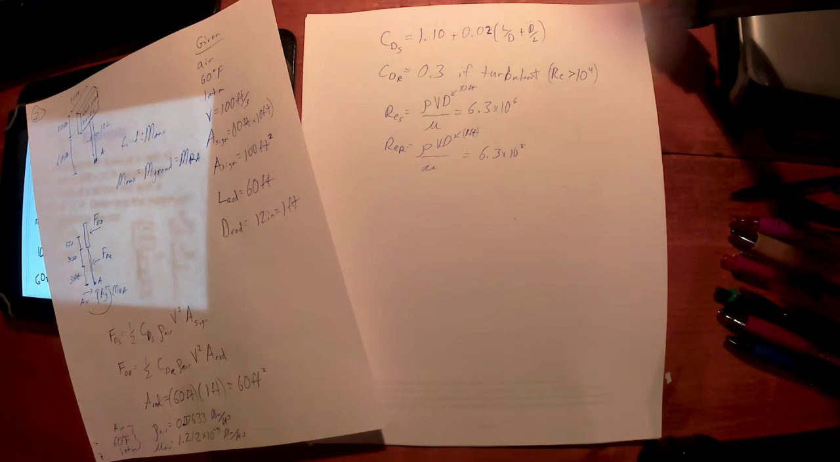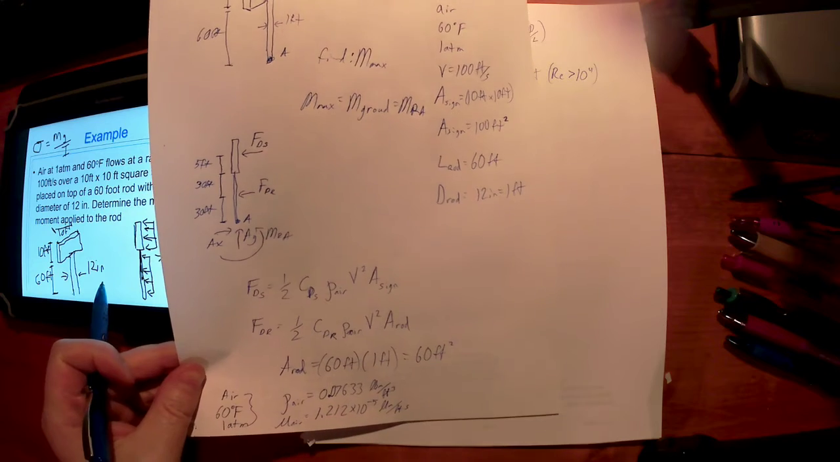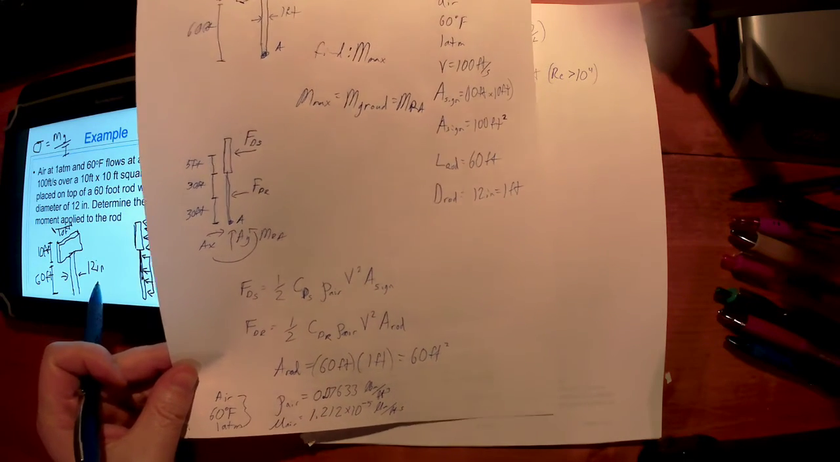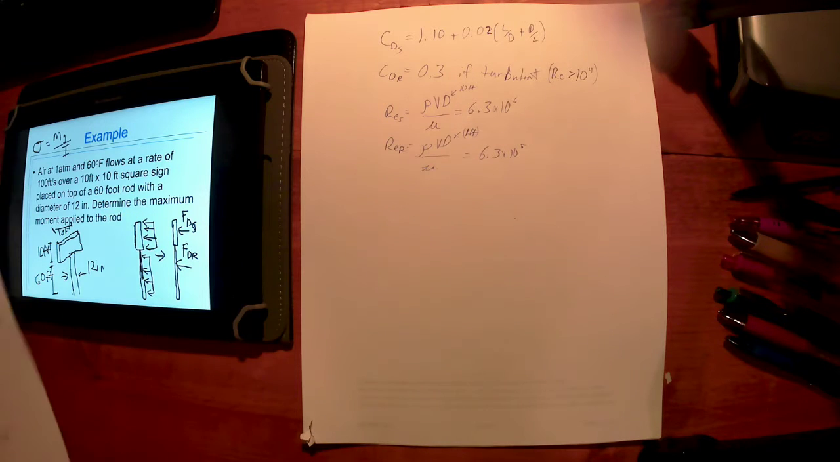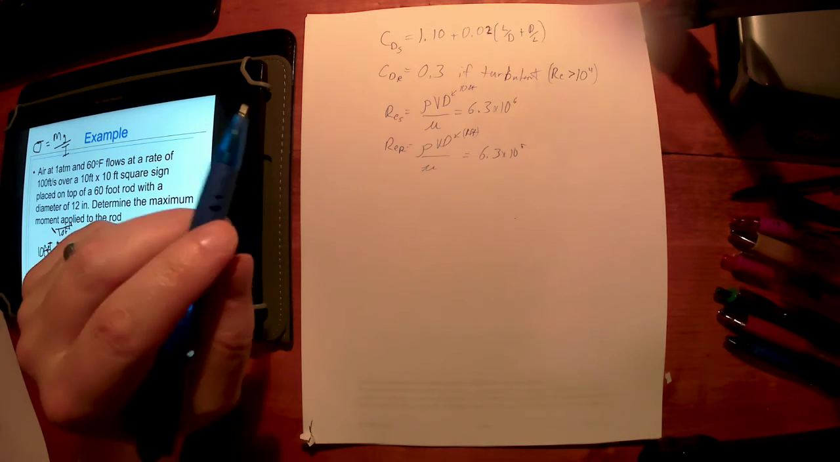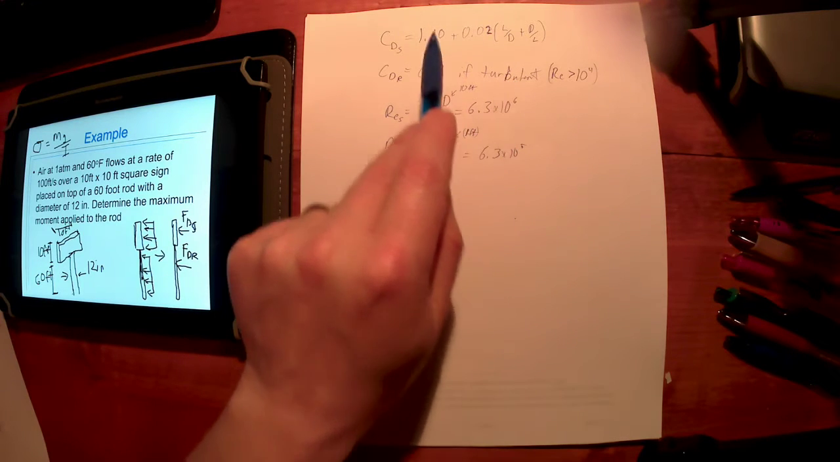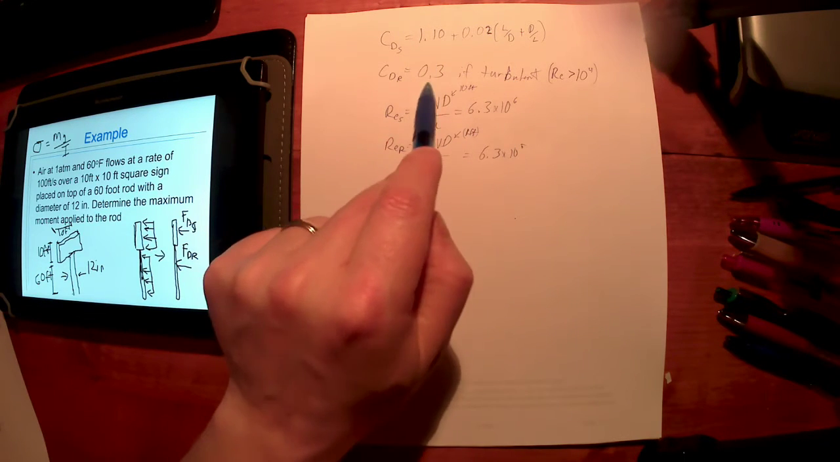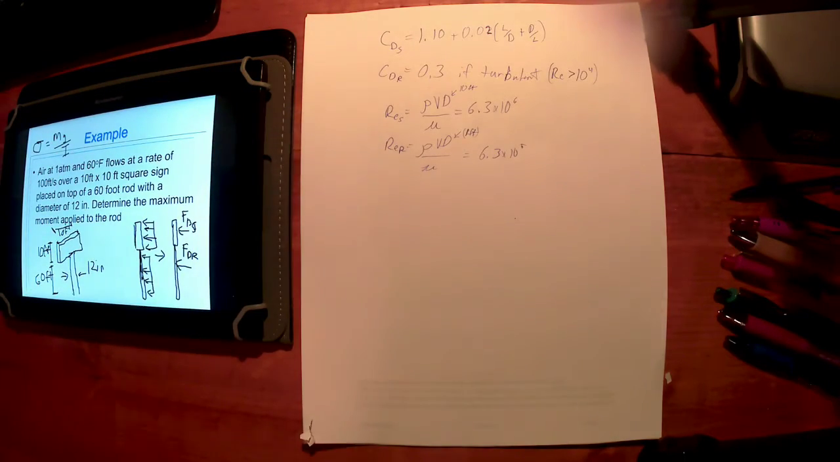But again, the point there is to check. You don't know until you check. Yes, you could look at that viscosity value and say, Steve, air is so non-viscous that it's probably going to be turbulent, and I would probably agree with you, but we checked it. How does that help us? Well, it tells us we've got turbulent flow, both for the sign and for the rod. So we're okay. So I've got now my coefficients of drag.